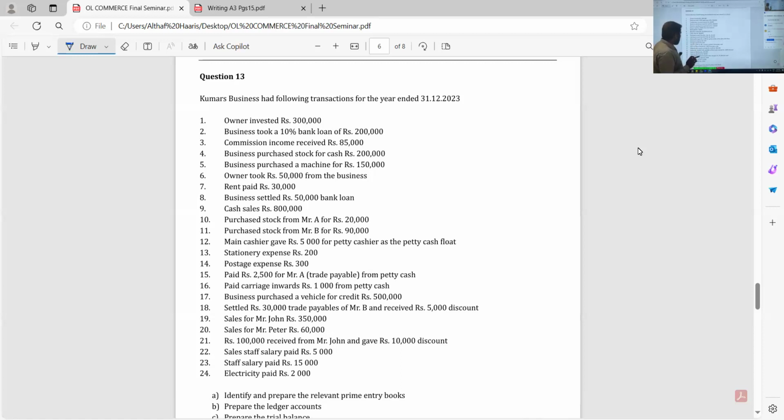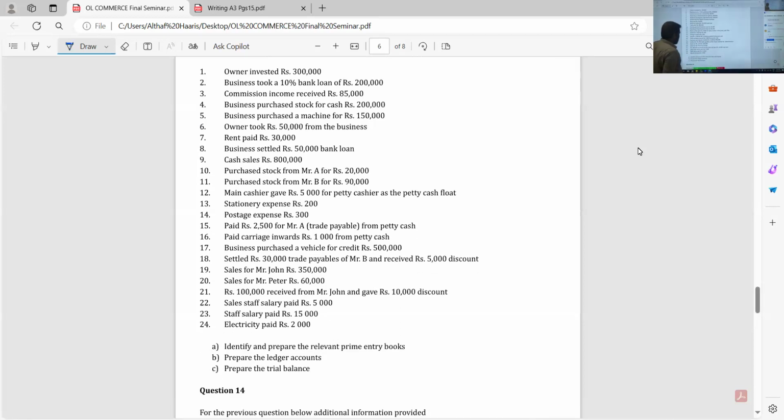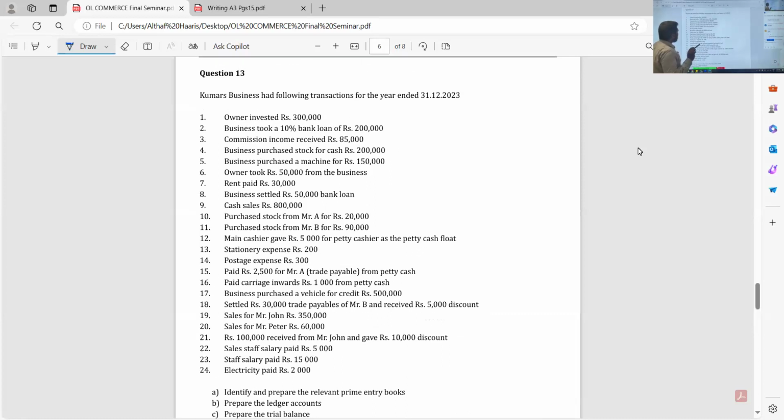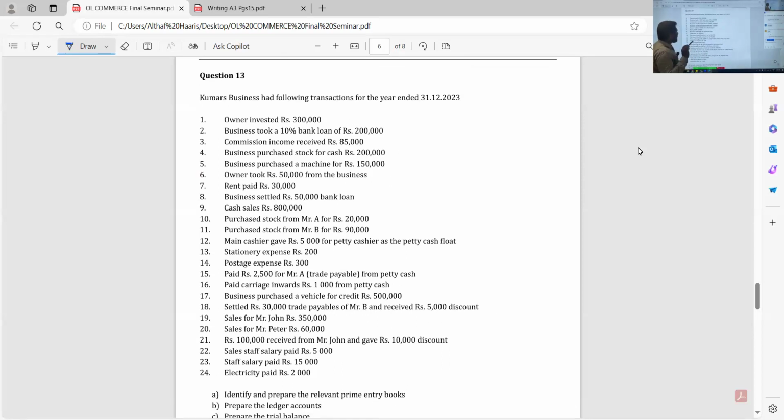Here I am asking you to identify and prepare the relevant prime entry books, prepare the ledger accounts, and prepare the trial balance. So first, before preparing the prime entry books, we'll write down which prime entry book each of these transactions falls under. Owner invested rupees 300,000. This is something connected with cash, so you have to record it in the cash book.